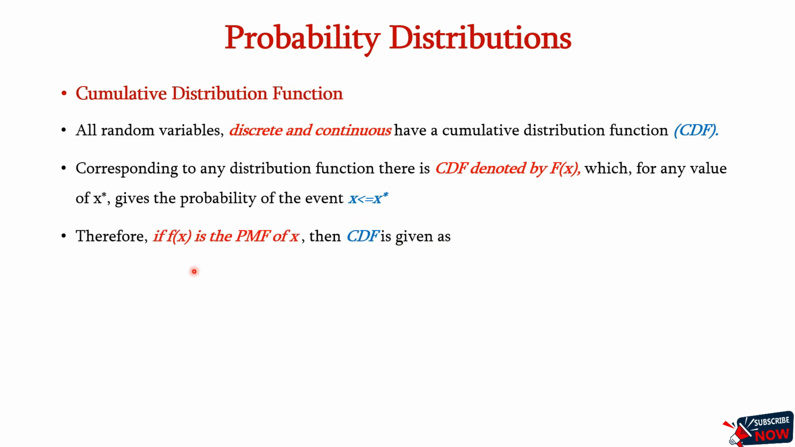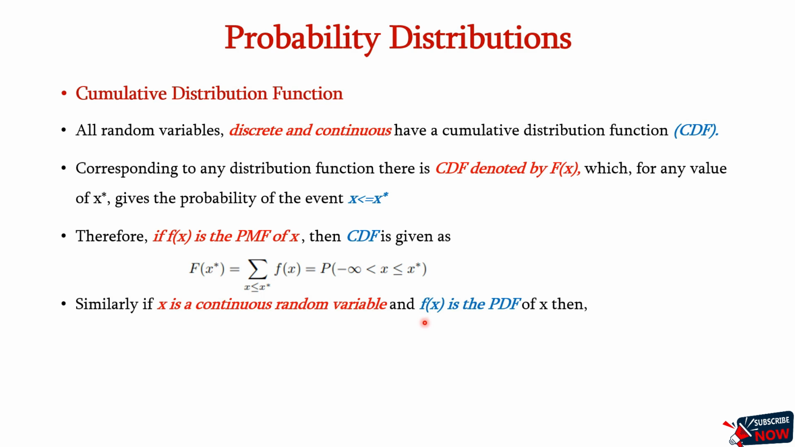So therefore, if f of x is the PMF of x, then the CDF can be given as F of x star is equal to summation of f of x, where x is less than or equal to x star and the value of x lies between minus infinity to x star. Similarly, for a continuous random variable, it is expressed as an integral. Here it is mentioned as summation since it is PMF. For PDF it is expressed as integral, so integral from minus infinity to x star of f of x dx. So x takes the value between minus infinity to x star.